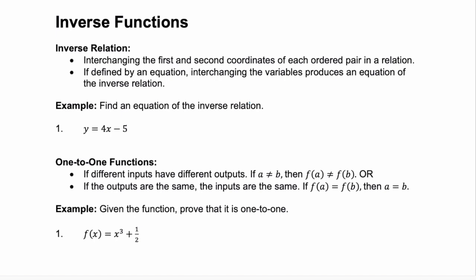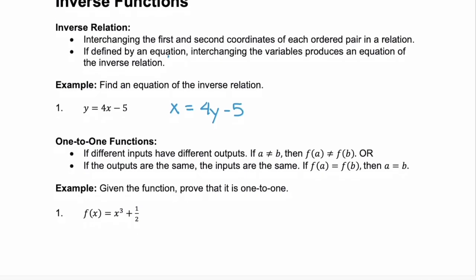An inverse function or an inverse relation happens when you interchange the first and second coordinates of a point, or if you have an equation, you interchange the variables. Our first example, we're given the equation y equals 4x minus 5. To find the equation of the inverse relation, we're going to exchange the x and the y. So that equation would be x equals 4y minus 5.